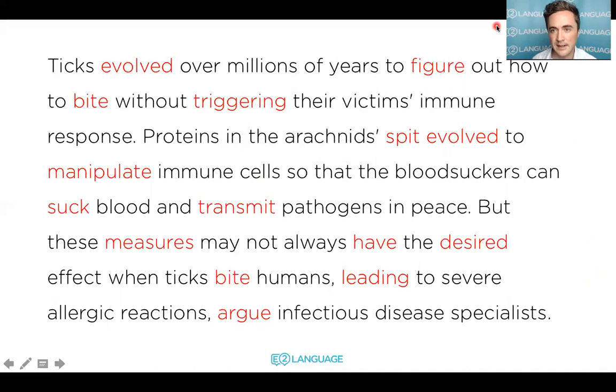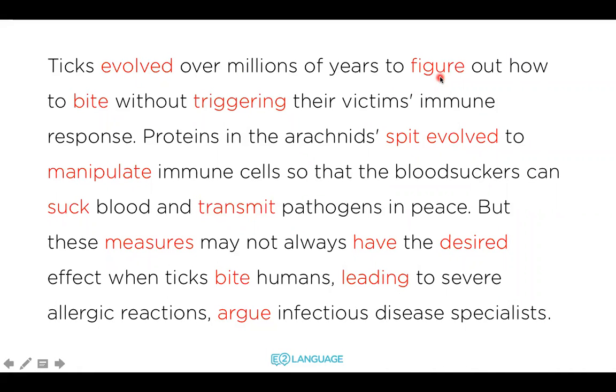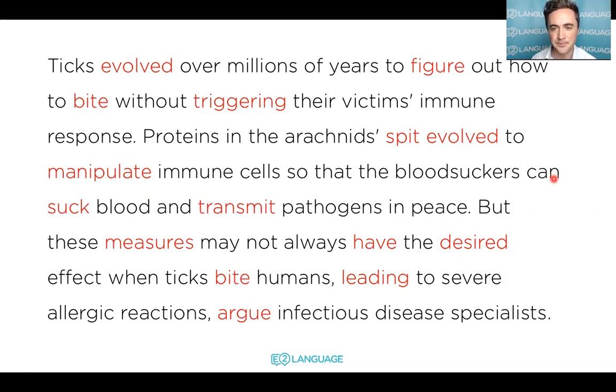Let's have a look what they are. So you can evolve, you can figure something out. Usually it needs an object, right? But you can figure it out. So figure is the verb here. You can bite, you can trigger. This is triggering, but if we simplify it, you can trigger somebody, yes. You can spit, you can evolve, you can manipulate, you can suck, you can transmit, you can measure, you can have, you can desire, you can bite, you can lead, you can argue. So they are the 15. There were some tricky ones there, like figure and trigger, for example.